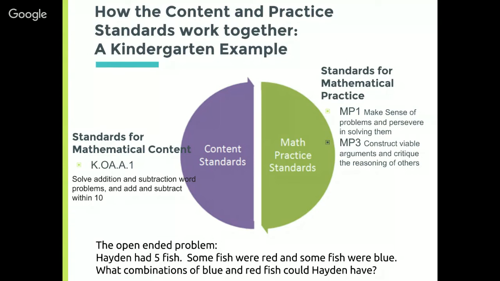The practice standards they're going to be working on at the same time are make sense of problems and persevere in solving them, and construct viable arguments and critique the reasoning of others. So in order to do all of these things at once, students might be solving a problem like this. Hayden had 5 fish. Some fish were red and some fish were blue. What combinations of blue and red fish could Hayden have?